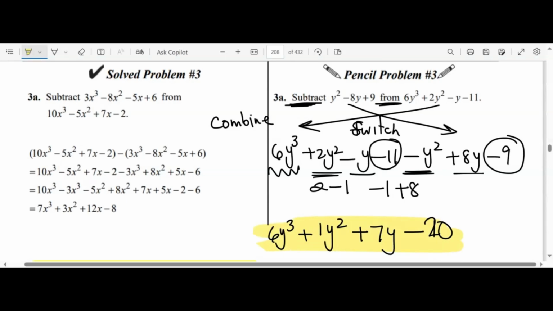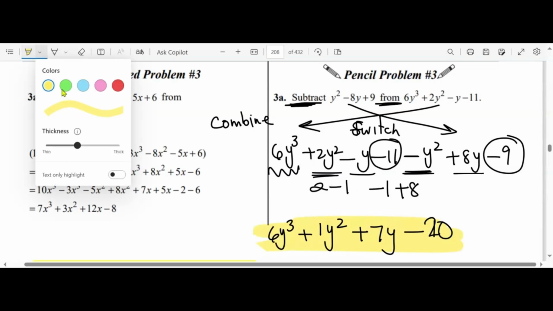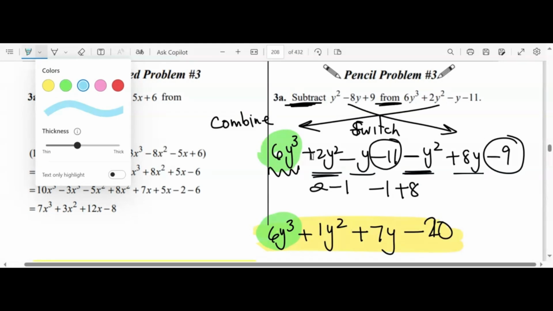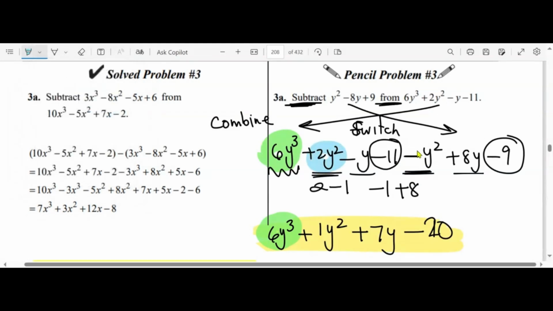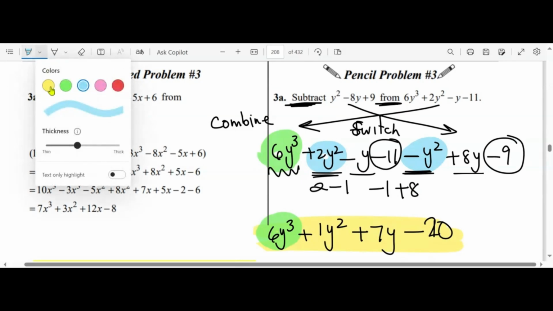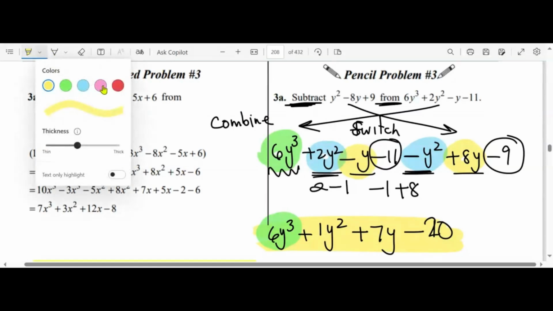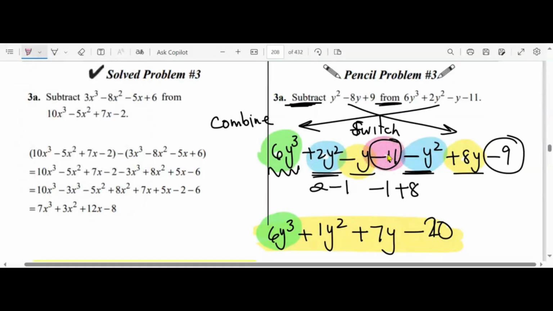Can you repeat that, please? Yes. Ryan, can you repeat this here? Okay, all right. So basically it's this minus all of this, okay?